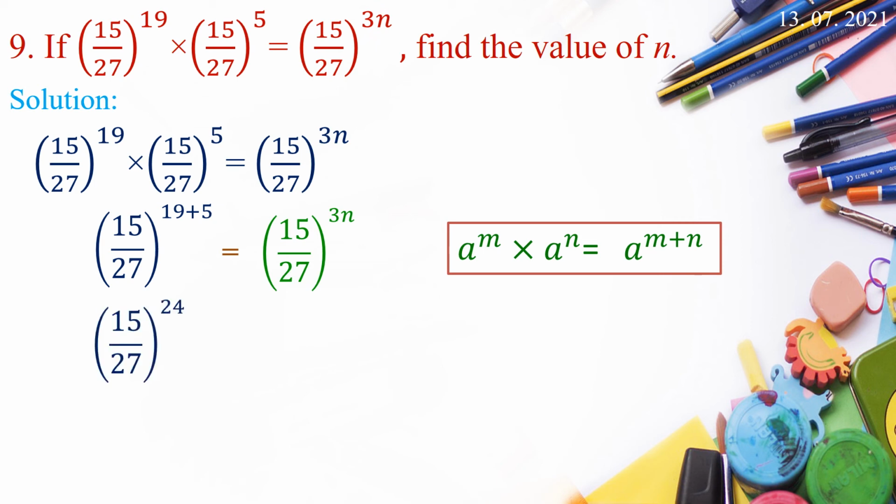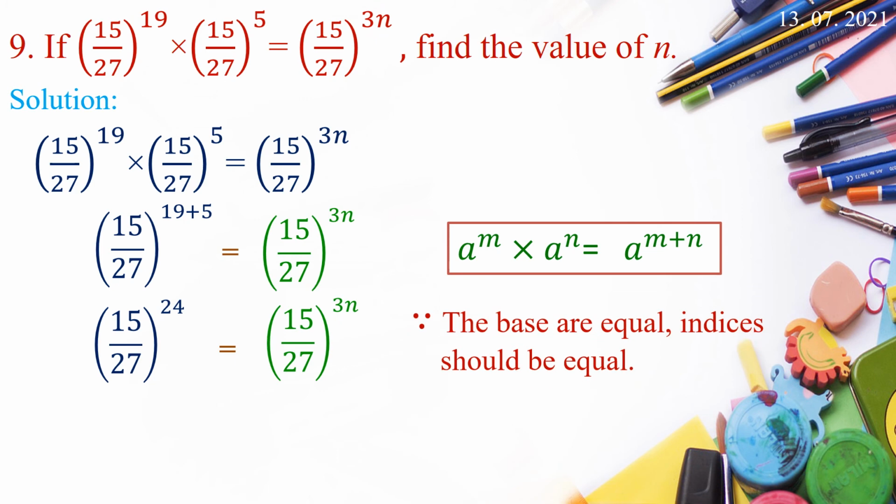Adding the powers, we get (15/27)^24 on the LHS, which is equal to (15/27)^(3n) on the RHS. We know very well that since the bases are equal, the indices should be equal. Indices means exponents or powers. So 24 is equal to 3n, which becomes 3n is equal to 24. If you interchange the sides, it is also the same value. So 3n is equal to 24.